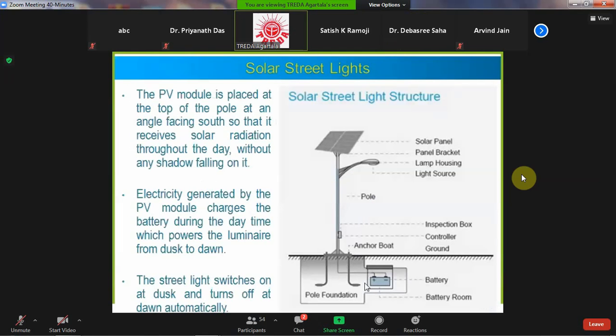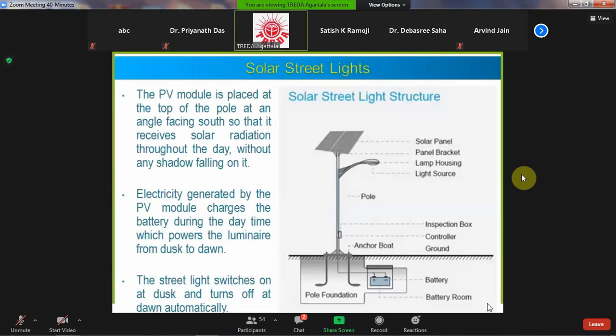This is the actual system. Battery we can also keep inside, or also make it in the upper side. In the daytime you charge the battery, and at night time it automatically lights up.